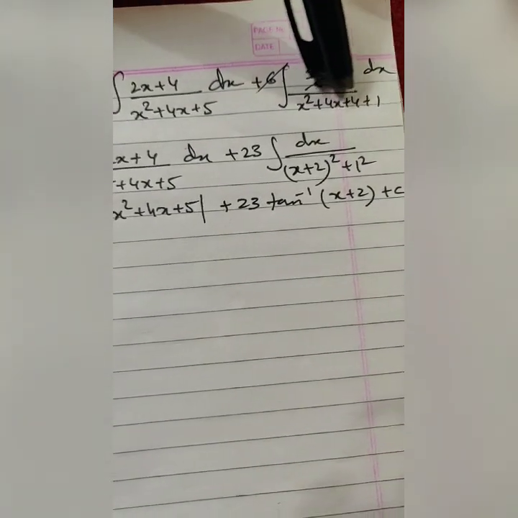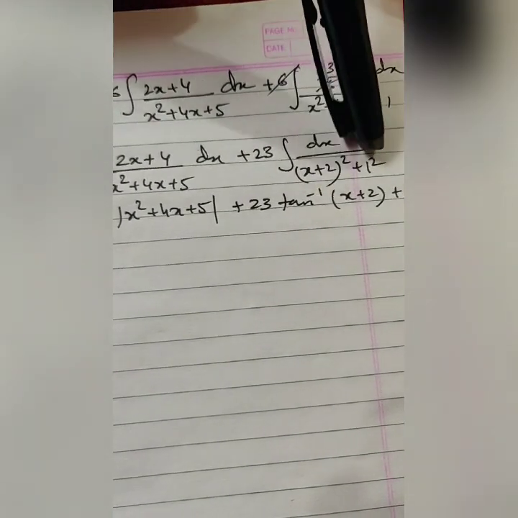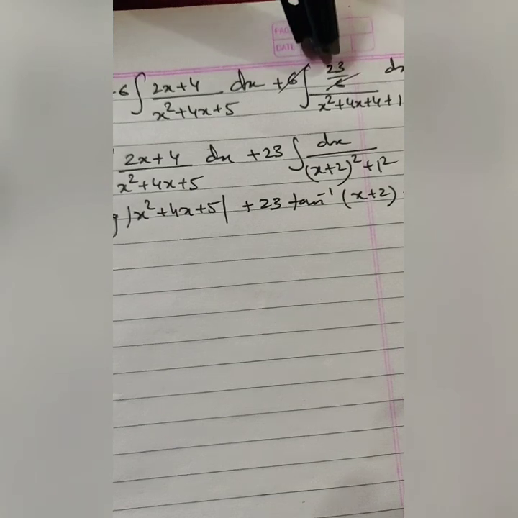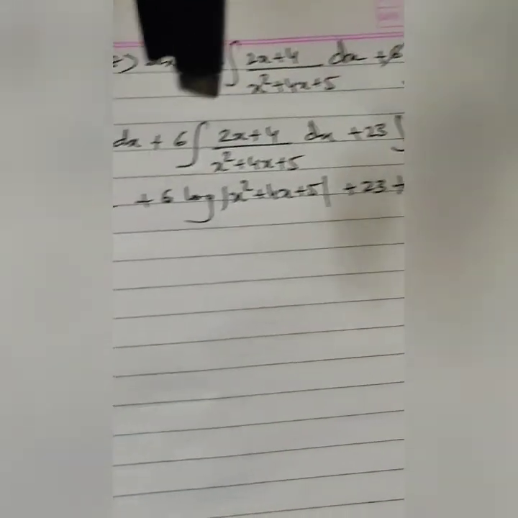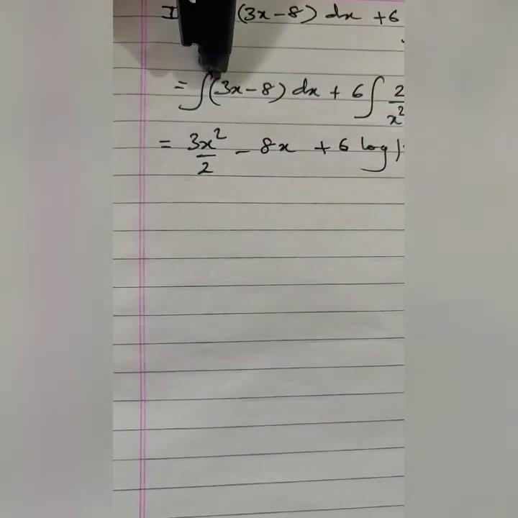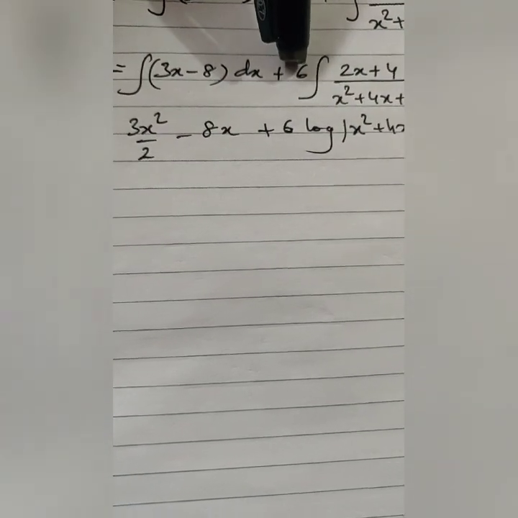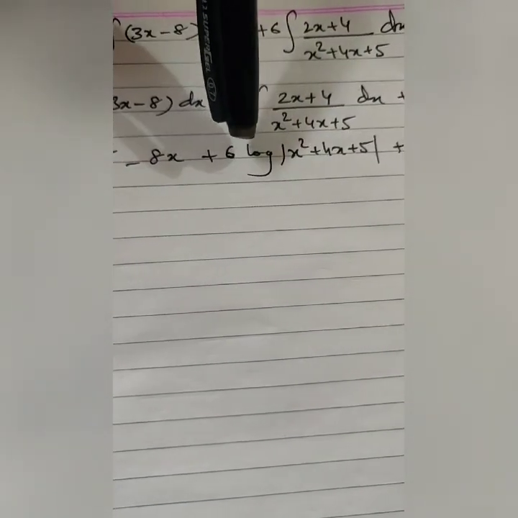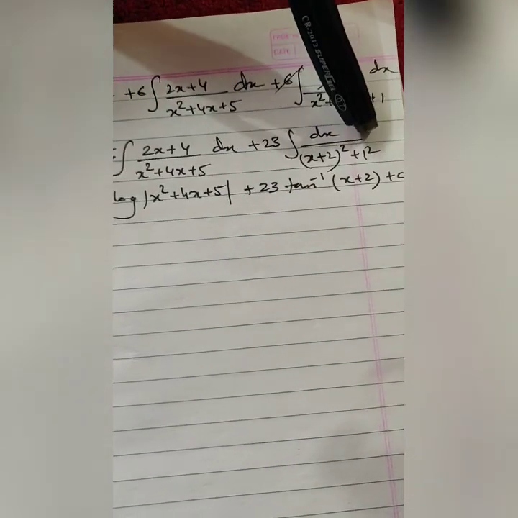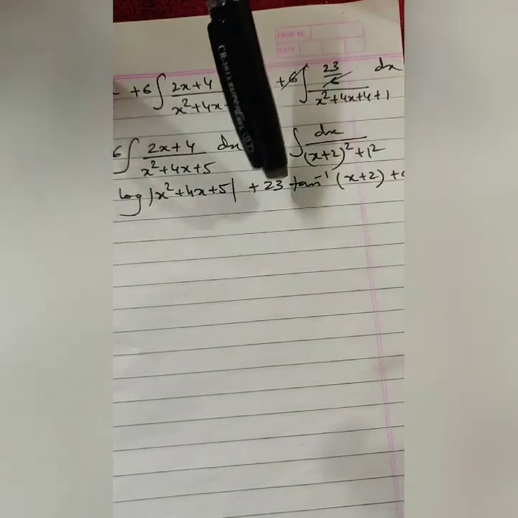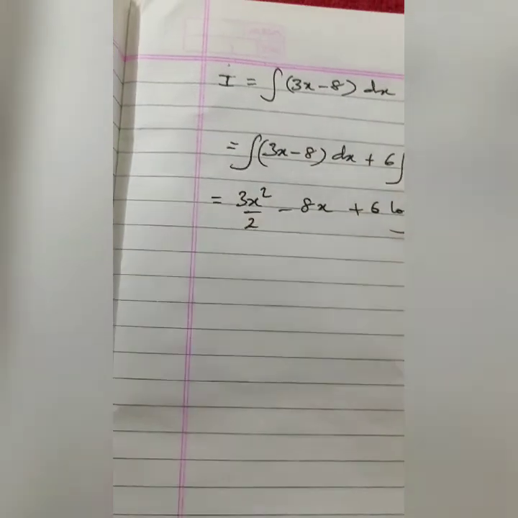So x square plus 4x plus 4 becomes a perfect square, so that becomes x plus 2 whole squared, plus this 1 is written as 1 square. So that is 1 upon x square plus a square, a formula that we've learned. Remember there's a 23 which will go out, the 6 and 6 have cancelled as I told you. So let's integrate now. So 3x integrates to 3x square by 2 minus 8x, plus 6, this is f dash of x upon f of x, so that is log of x square plus 4x plus 5, plus 23, and this is 1 upon x square plus a square, so 1 by 1 tan inverse of x plus 2 upon 1. We need not write those ones because they are inconsequential, and that is your entire answer.